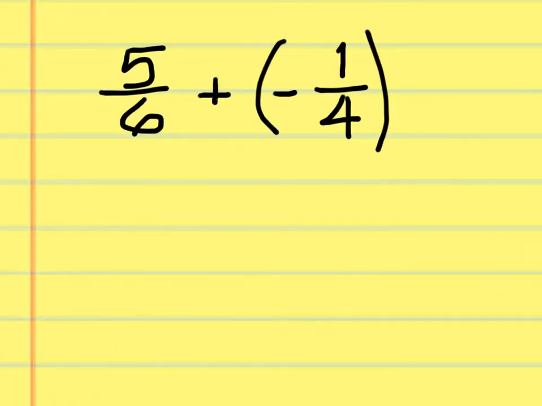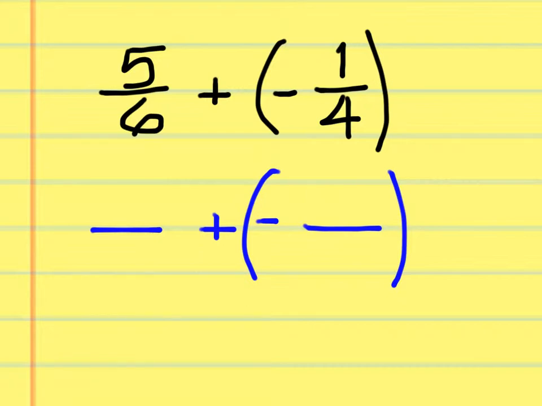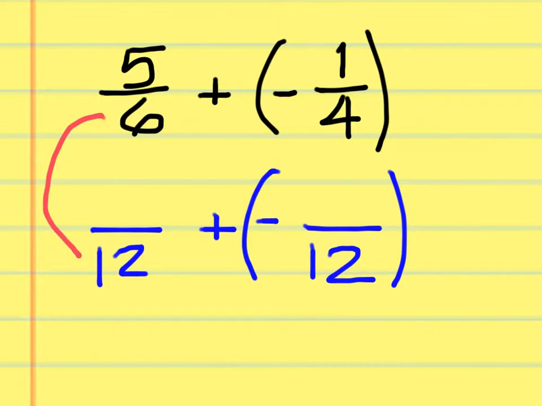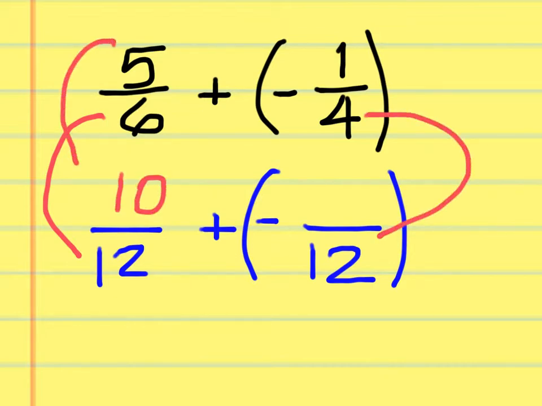5 over 6 plus a negative 1/4. What's the common denominator between 6 and 4? 12 could be a common denominator, so we'll go with 12. And what am I multiplying 6 by to get 12? Not by 4. 2. So 5 times 2 is 10. What am I multiplying 4 by? 3. 1 times 3 is 3.